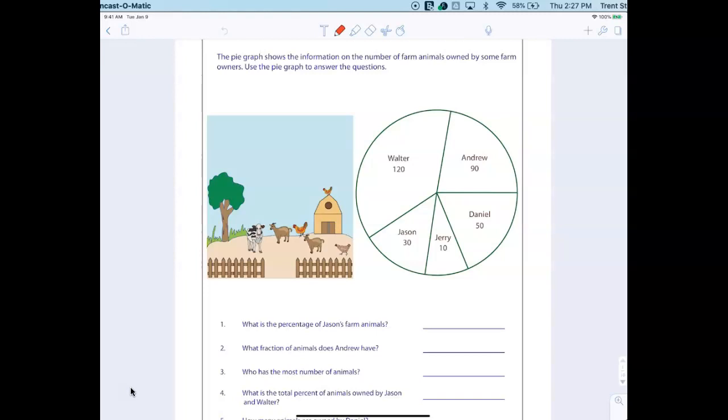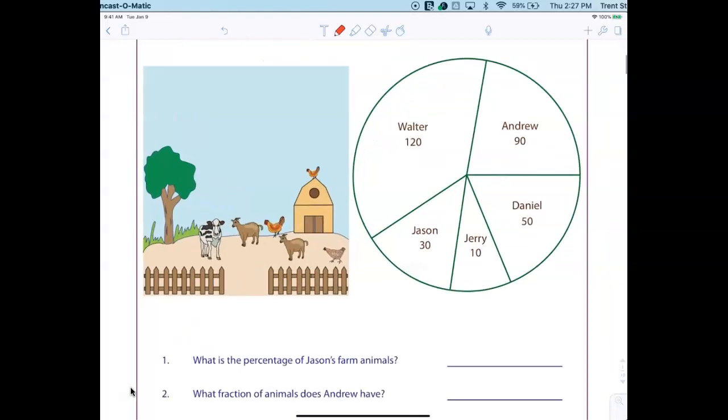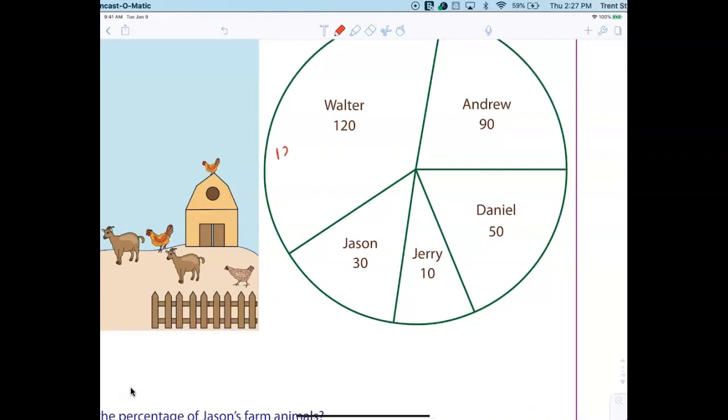Who already figured that out? Yeah, I think there's 300. Does everybody agree? So I want everybody to put a total of 300. All right? So if I said, what fraction did Walter own, you would say Walter owned what? What fraction? Yeah, 120 over 300. So in this piece right here, we're going to put Walter as 120 over 300.